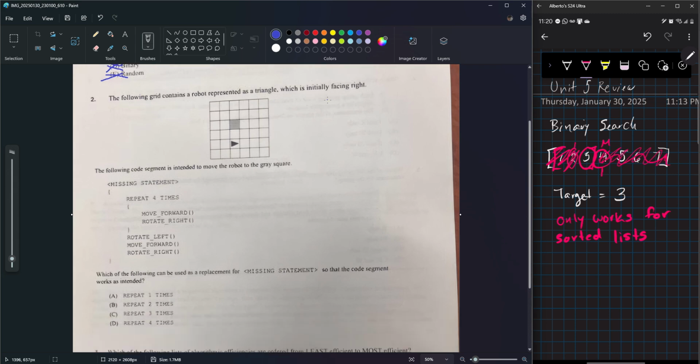The following array contains a robot represented as a triangle, which is initially facing right. So it's right here pointing to the right. Which of the following code segments is intended to move the robot to the gray square? So it wants to move here. We have a missing statement. So let's see what this code does. So it says repeat 4 times. So we're going to move forward. So it's going to move here. That's that one. And then it says rotate right. So it's going to be pointing this way.